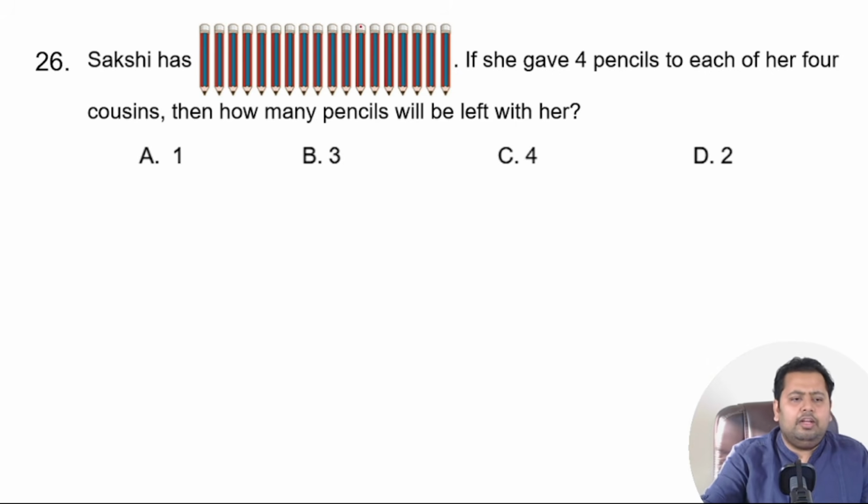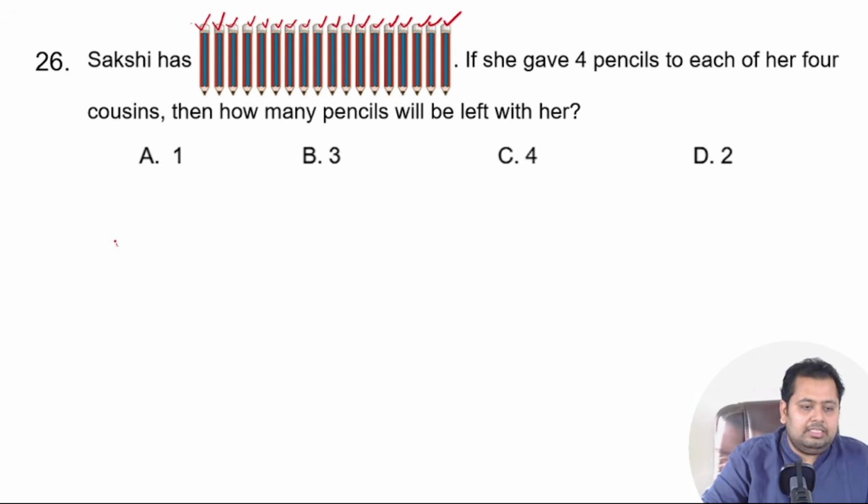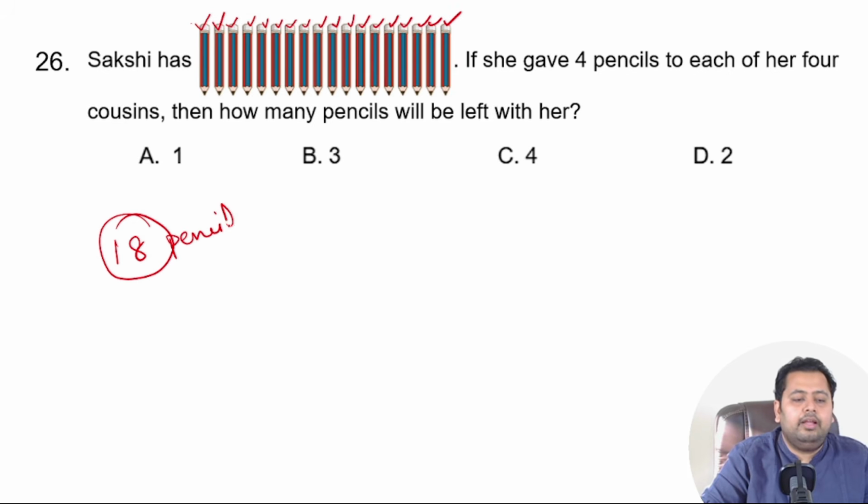Great. I guess you would have got it correctly. If you did, well and good. If not, then let's solve it together. So Sakshi has, here we can see 1, 2, 3, 4, 5, 6, 7, 8, 9, 10, 11, 12, 13, 14, 15, 16, 17, 18. So Sakshi had 18 pencils with her, correct?